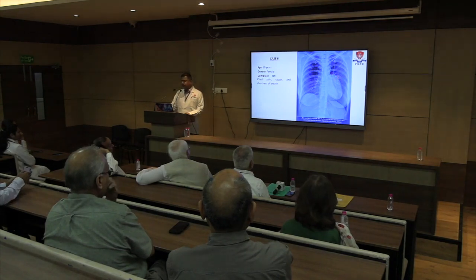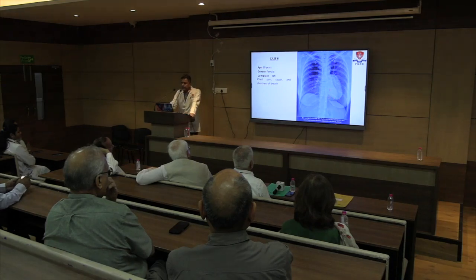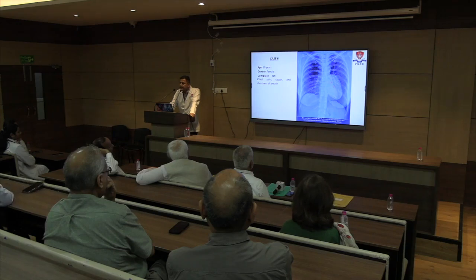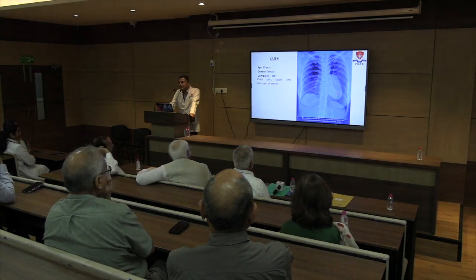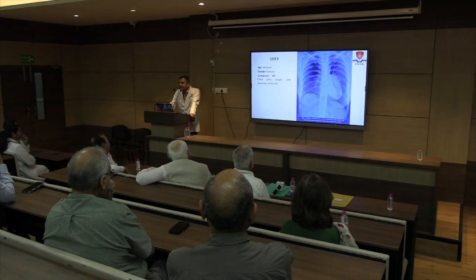We can see a very well-defined homogeneous opacity in the medial aspect of the mid and lower zones. We can see the cardiac border. The left cardiac border is not silhouetted, meaning we can clearly see it. This means the opacity is located posteriorly, because the heart is located anteriorly. If it were anterior, we would not see the left cardiac border.